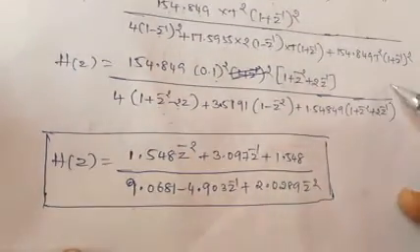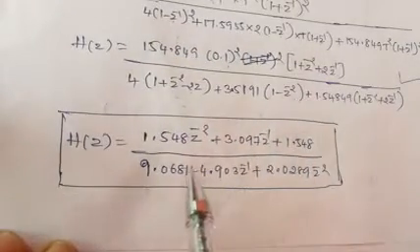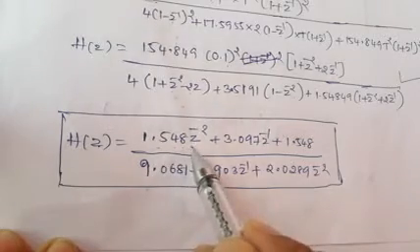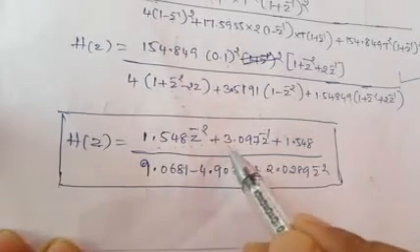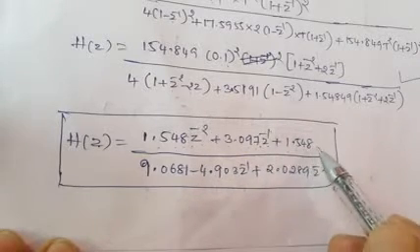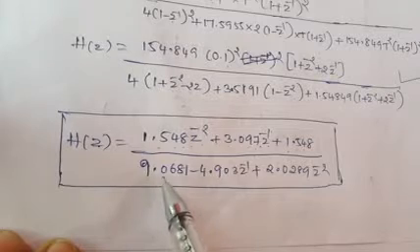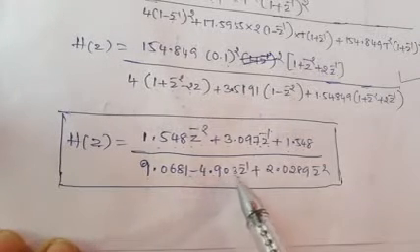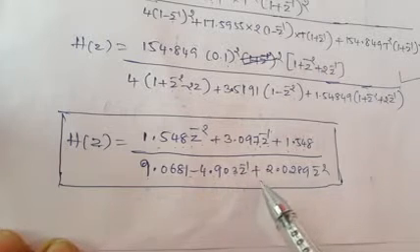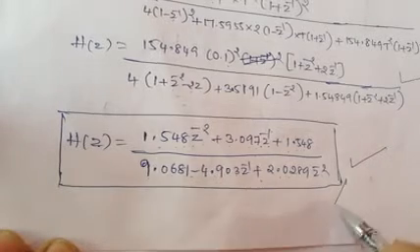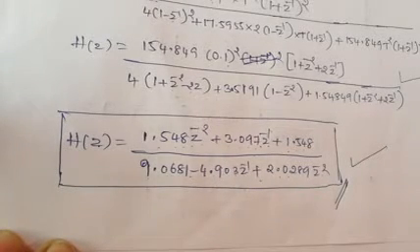After simplifying this term, we are getting the final digital transfer function H(z) as 1.548 z to the power minus 2 plus 3.097 z to the power minus 1 plus 1.548, all divided by 9.0681 minus 4.903 z raised to minus 1 plus 2.0289 z to the power minus 2. Hence, this is the digital transfer function of the given filter using BLT method.